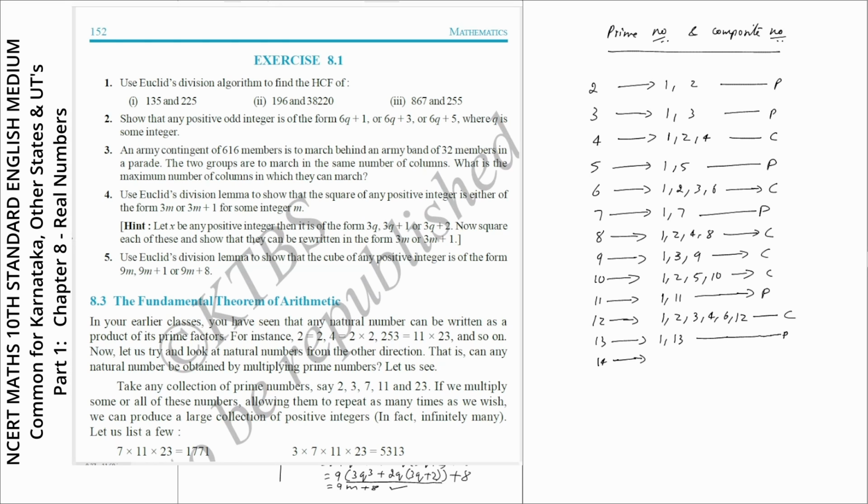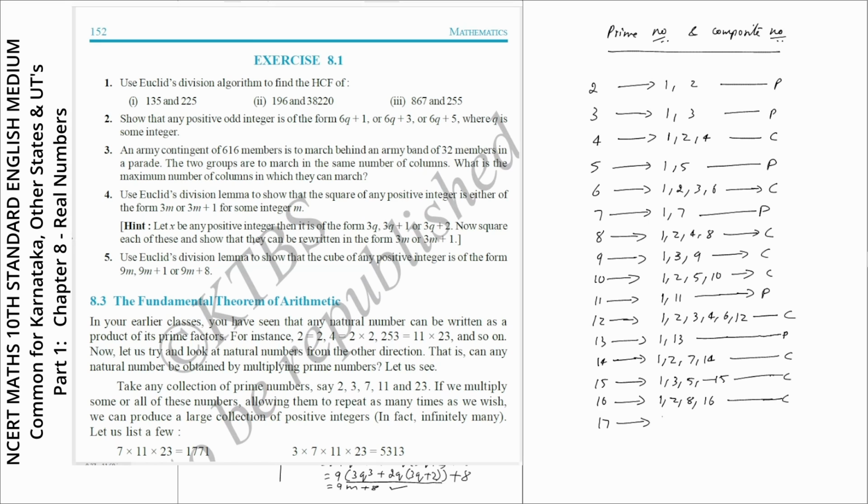14 is not a prime number. 1 divides 14, 2 divides 14, then 7 divides 14, and 14 divides. So this is a composite number. What about 15? 15 is not a prime number because 1 divides 15, then 3 divides 15, 5 divides 15, and 15. So this is a composite. What about 16? 16 is a composite number because 1 divides, 2 divides, then 8 divides, and 16 divides 16. So this is a composite number.